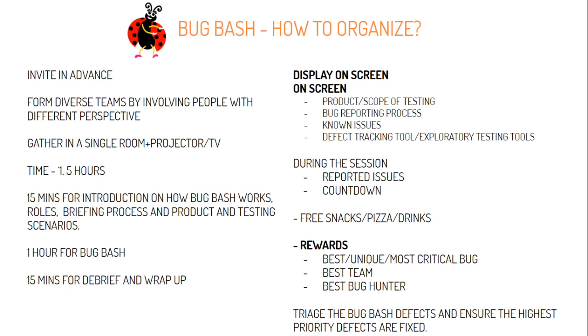Usually bug bashes happen for 1.5 hours, and in the first 15 minutes you talk about how the bug bash works, you brief about the process, and you also talk about the product that we're going to test, right? You need to talk about what function or feature we are going to test, and you can also give them some ideas about the areas where they can concentrate and some of the testing scenarios as well.